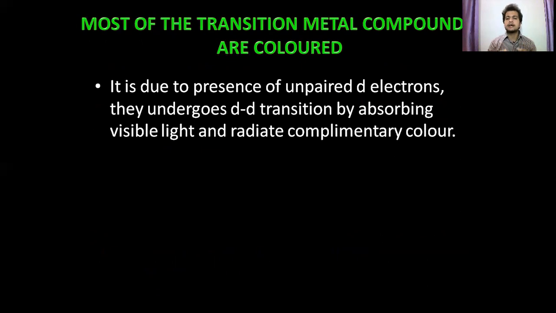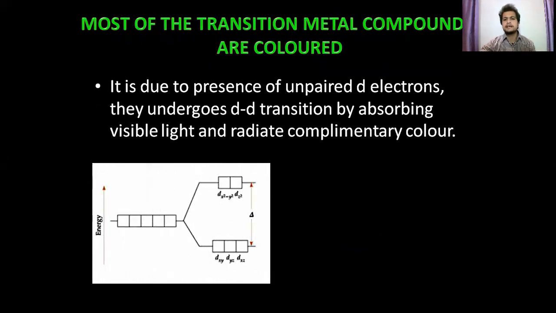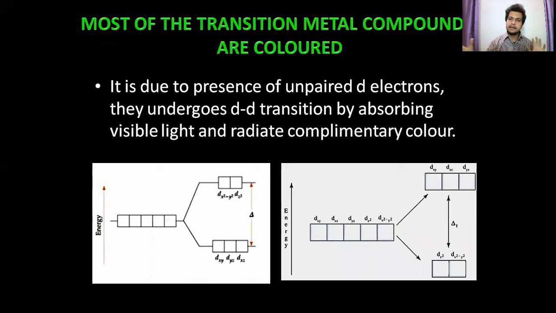Remember that whenever a transition metal is surrounded by ligands, or comes in the field of a ligand, the d orbital in the metal splits up. It depends upon what type of complex it is forming. I have shown two of the splitting diagrams there. The left hand side is for the octahedral complex, the right hand side is for the tetrahedral complex.